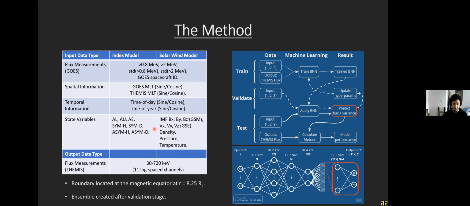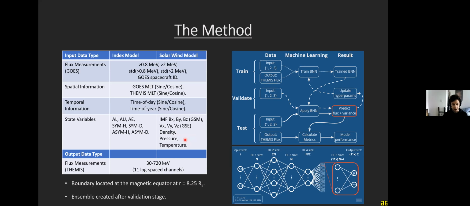I'll mostly be talking about just one of them because the results are quite similar. But we have an index model, which uses auroral indices, and then some of these more ring current-y indices. These are all from the Omni dataset. And then for the solar wind, we have the interplanetary magnetic field, the solar wind speed, density, temperature, pressure. And all of this is on minute resolution data.